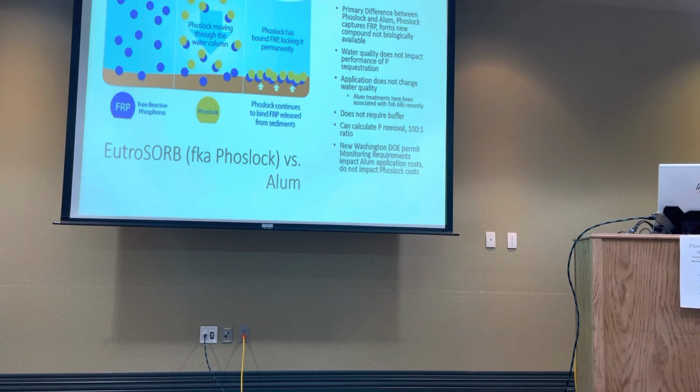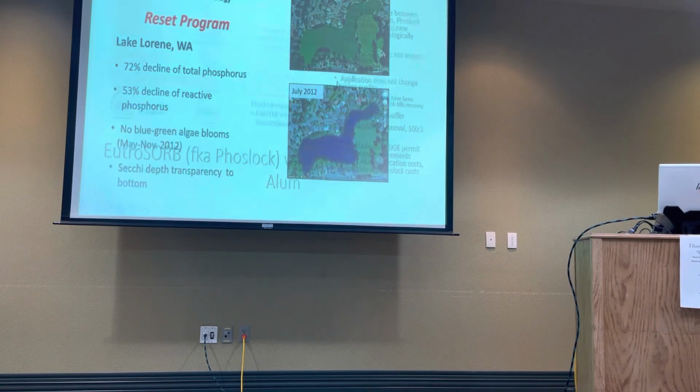In Washington State, the Department of Ecology makes you monitor a lot more with alum because you could crash the pH in a lake. Nutrisorb will not do this. It's just a lot better because it permanently binds the free reactive phosphorus, making it unavailable, and it's a lot more of a long-term solution.